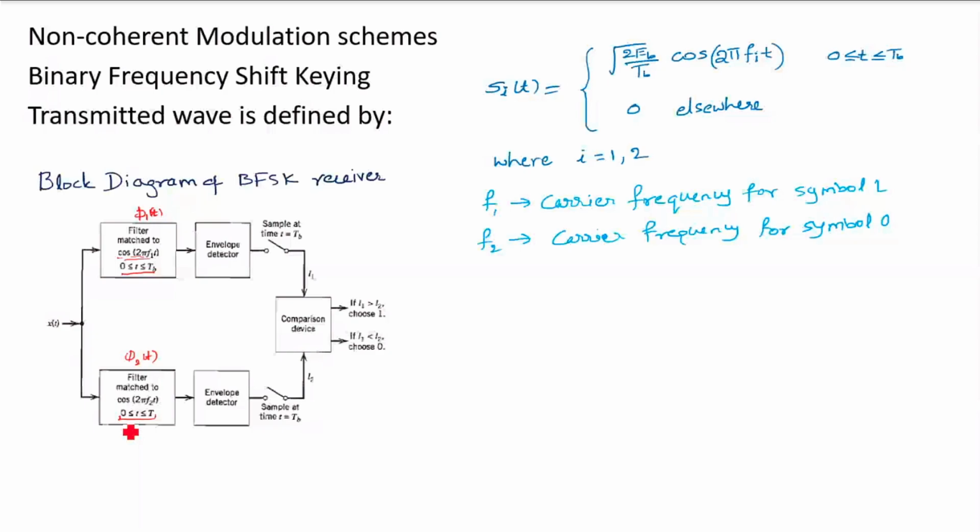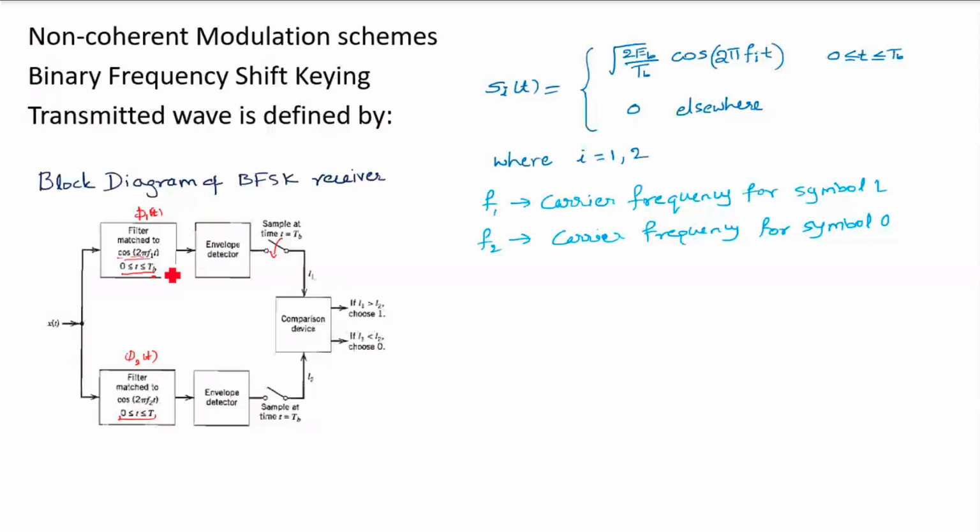So matched filter, you know what it does, right? It convolves the signal, and if it matches the signal at the sampling interval, you will find it giving the maximum value. The envelope detector is just here to retain the envelope, because the information is contained in the envelope. Then it is sampled every t sub b.